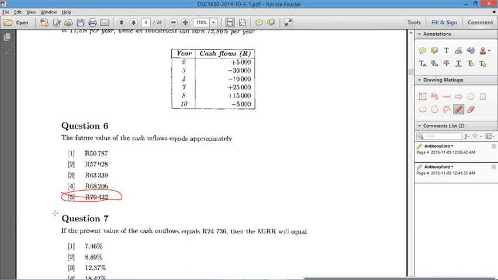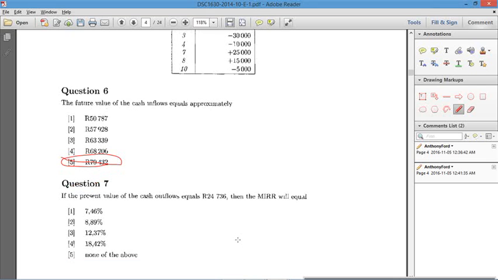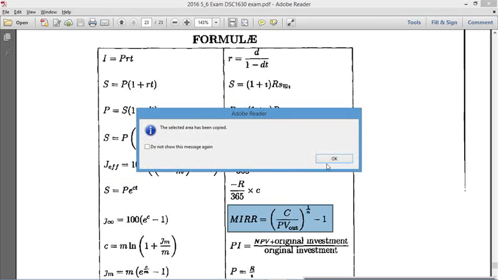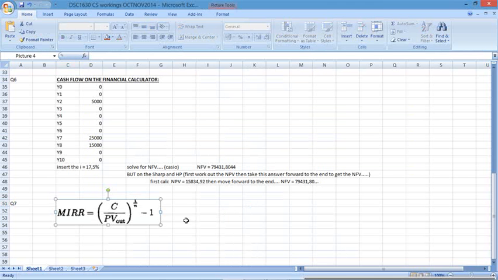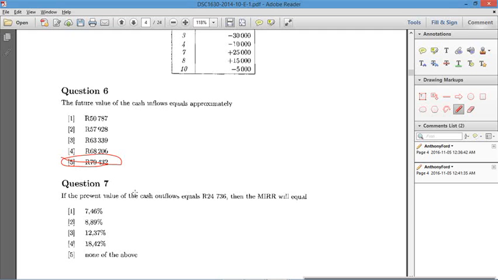Question 7. If the present value of the cash outflows equals that, then the modified IRR equals. You know the modified IRR is given in the formula sheet. Take that through to your working, and then substitute and solve. Remember we've worked out an amount in terms of the future value of the inflows, which is C above, and then your present value of the outflows was given in the question, and that was given as 24,736.